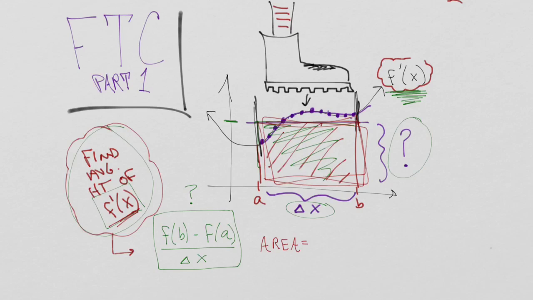The area is going to equal this height multiplied by the base. And clearly, we're going to see some stuff cancel out. Delta x cancels with delta x, and so I'm left with f of b minus f of a. The area under the curve of f prime of x is f of b minus f of a.